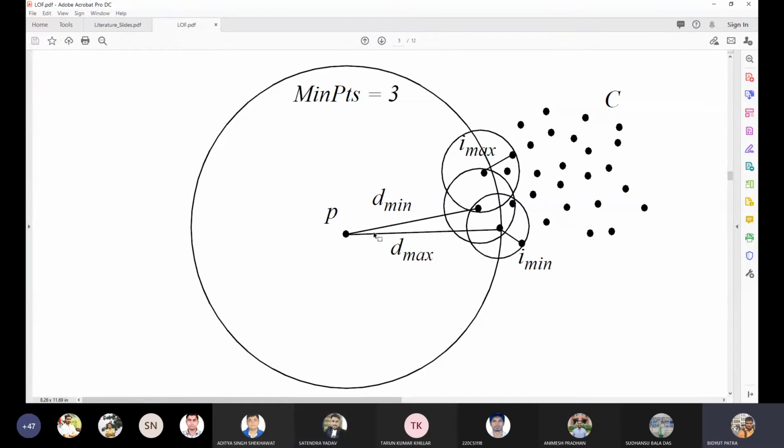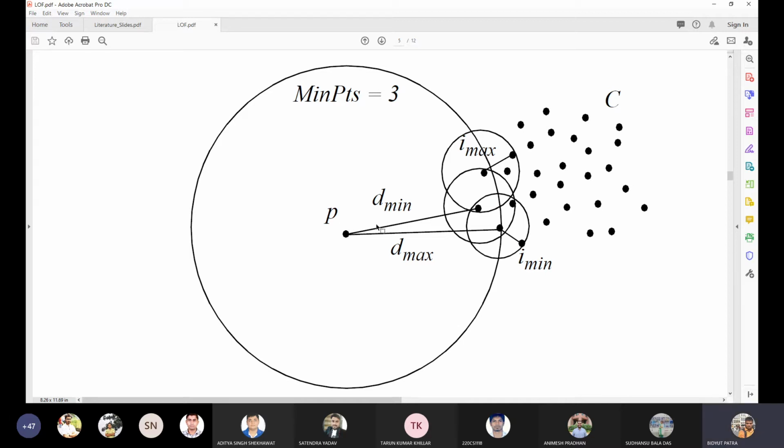So here P is the point. What we want to do is compute LRD, local reachability density. So what is the first task? You have to compute the nearest neighbor of this point. Here the minimum number of points is 3. So this is one point, this is one point, this is another point. Now you have to compute the reach dist of point P with respect to these neighbors.